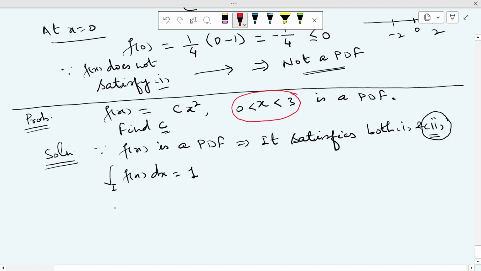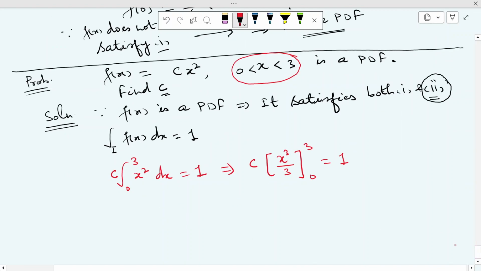So if you integrate your function, which is cx square, within the limits 0 to 3, we know that it is 1 because it is given that this function is a PDF. So this is coming out as c times x cube by 3, and the limits are 0 to 3, and we know that the value of this is 1.